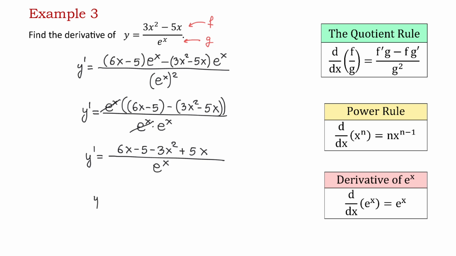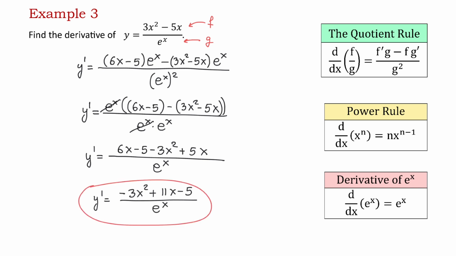Then I will combine the like terms, and I will have negative 3x squared, and 6x and 5x is 11x minus 5 over e to the x. And now this problem is completed.